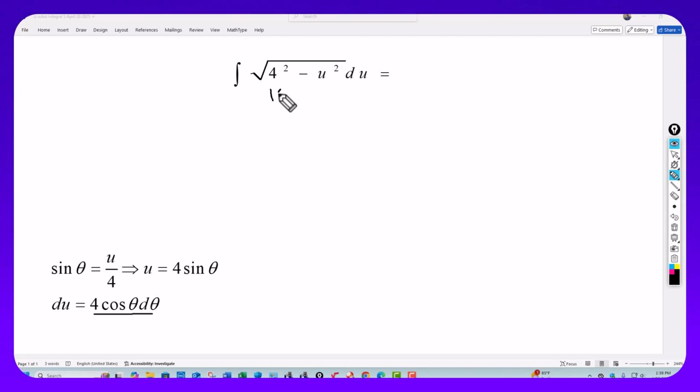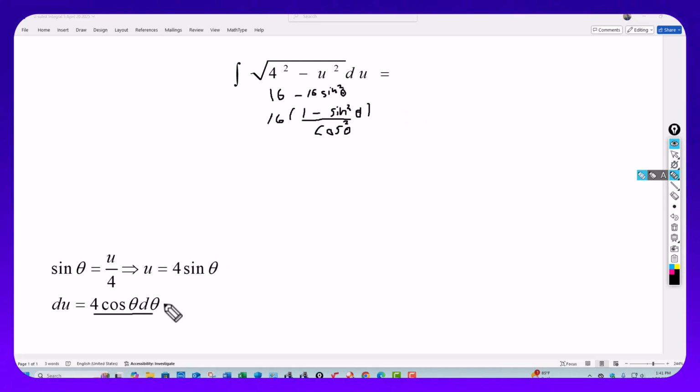And then we rewrite this back as 16. 4 squared is 16 minus, and then the u here is 4 sine theta. Square it, that's 16 sine squared theta. Then you factor out a 16, and you get 1 minus sine squared theta. But from one of your trig identities, 1 minus sine squared theta is the same thing as cosine squared theta. And the square root of 16 is going to be 4, so it's going to come outside. And then the square root of cosine squared is going to be cosine. But remember, the du is going to have another 4 cosine theta d theta.